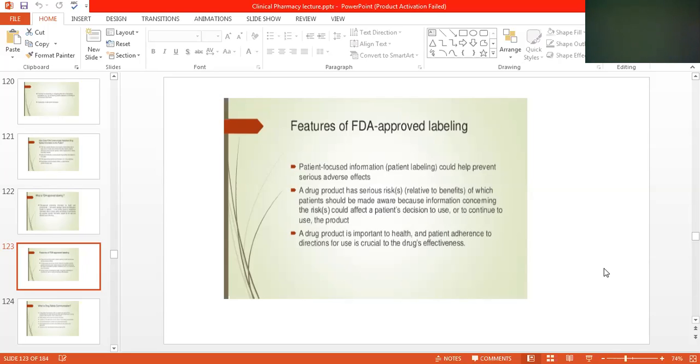A drug product is important to help patient adherence to the directions for use, which is critical to the drug's effectiveness. It means we are giving any drug product to a patient for improvement, to get the result of improvement in his health. And the patient should adhere to the directions for use as given by the leaflet insert or by the physician, which is crucial to the drug effectiveness.